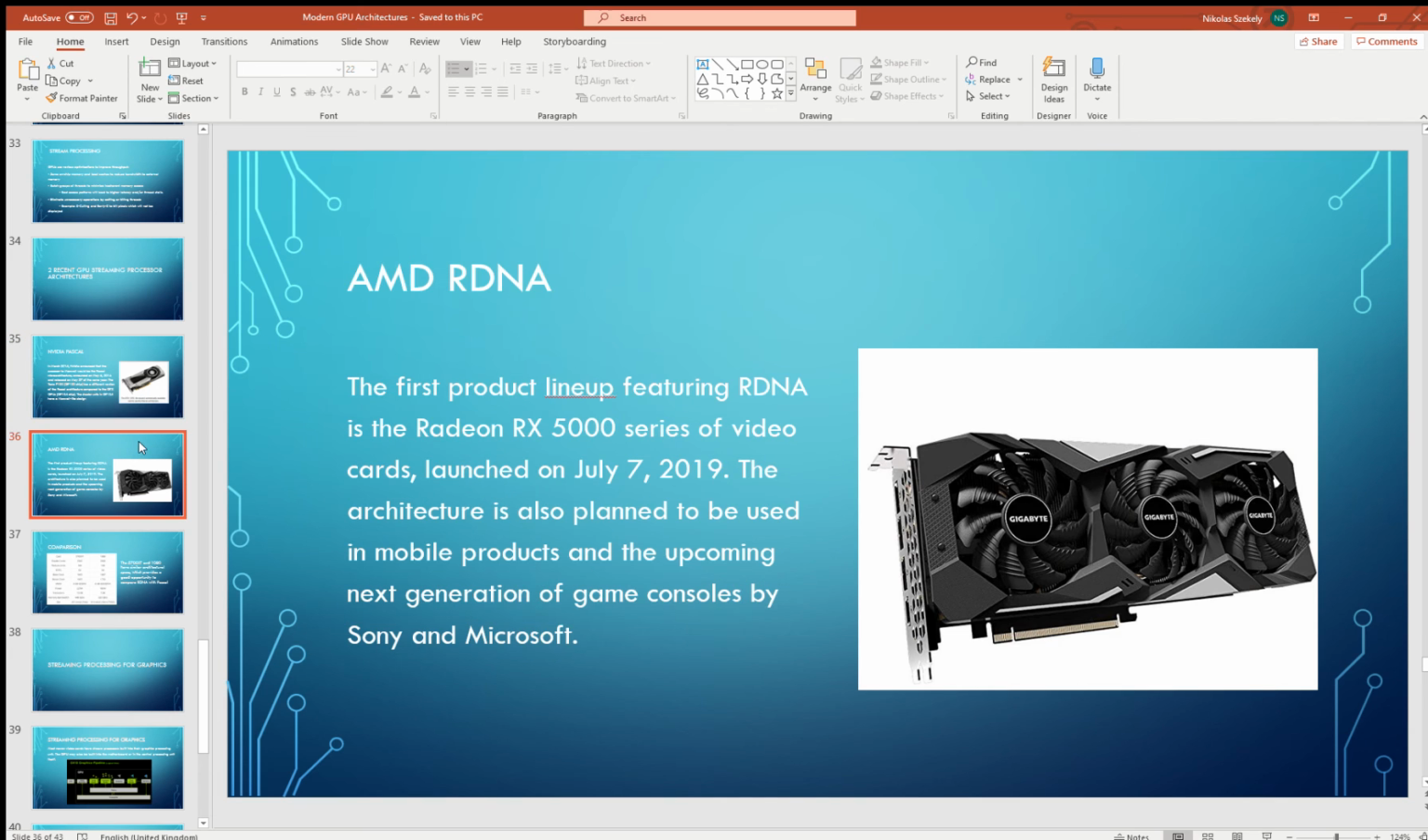The next, AMD's RDNA, is the first product lineup featuring the RDNA. It's the RX 5000 series of video cards, launched in 2019.